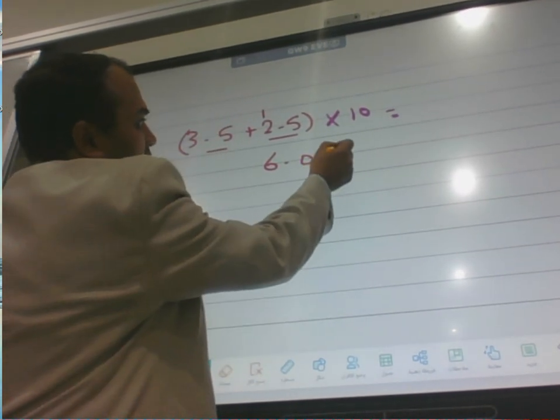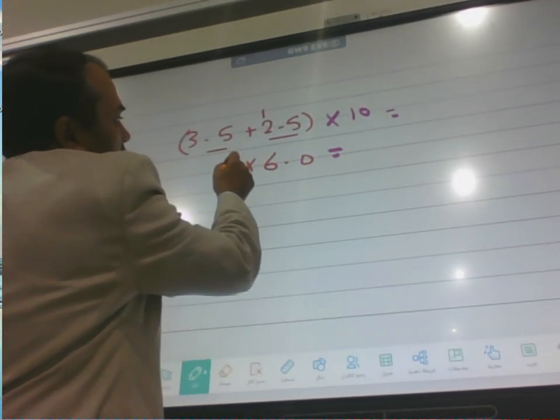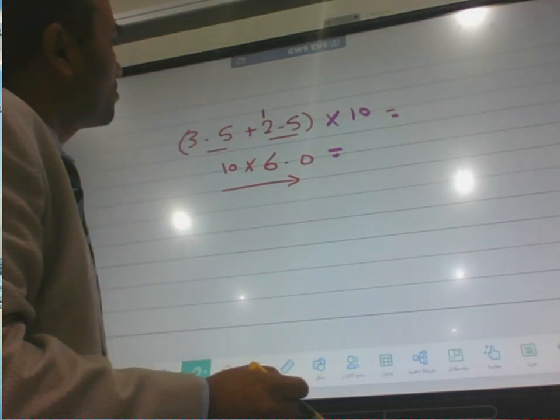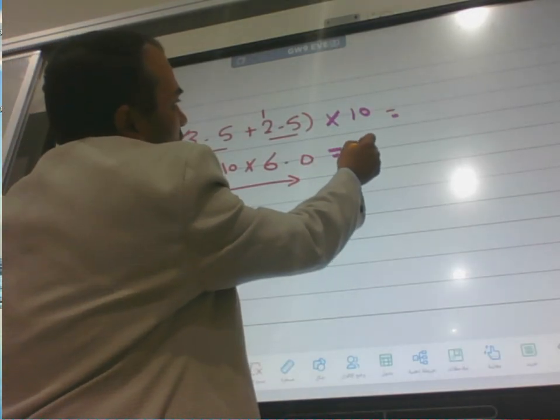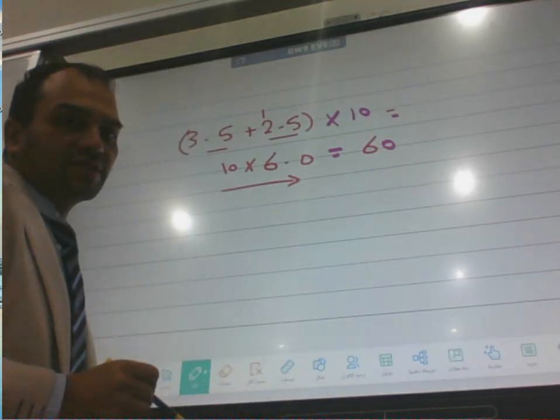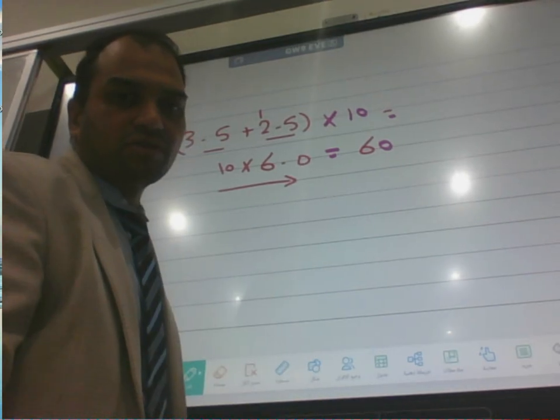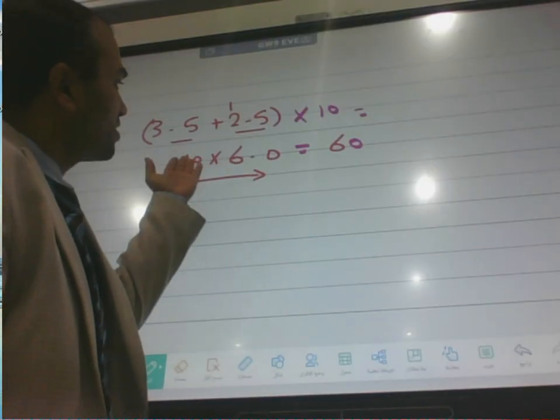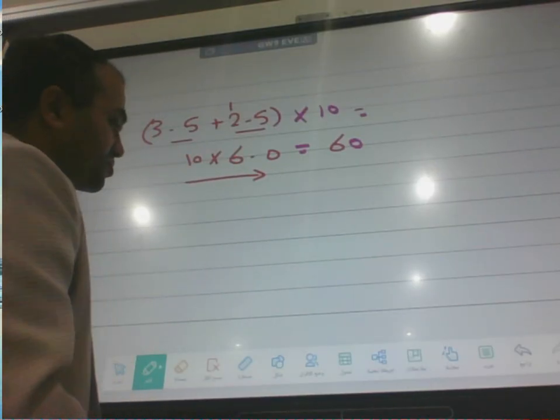Then the answer here multiplied by 10, move the point right by one place. 6 multiplied by 10 equals 60. Then the answer will be 60, because 6.0 means 6. Okay, this number means 6. 6 times 10 equals 60.